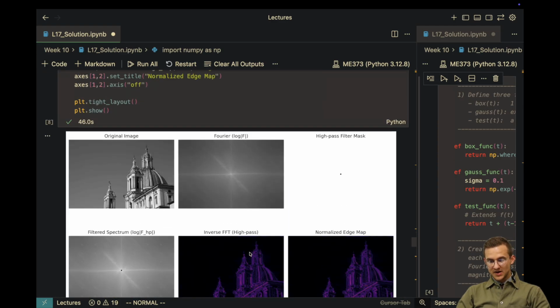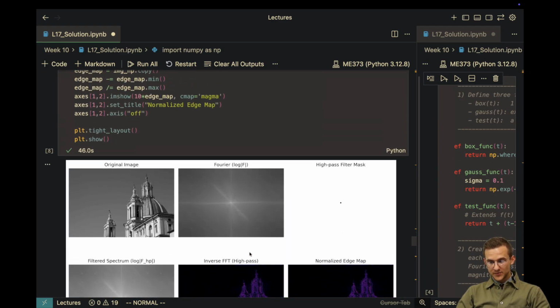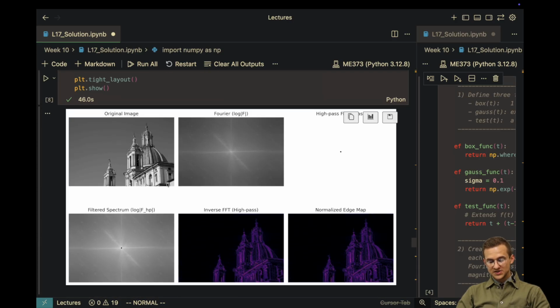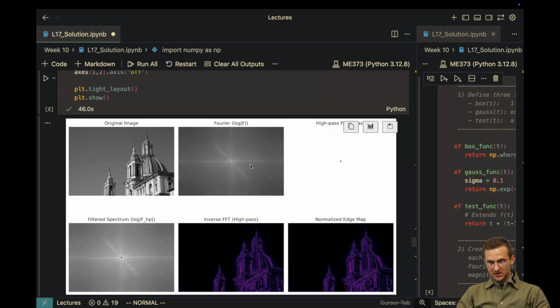Okay. Another thing that you can do with the Fourier transform is you can actually create edge maps, right? So you can do Fourier transforms over 2 dimensions, and that's what this looks like here. This is the original image that I took in the Piazza del Popolo in Rome, and I took the 2D Fourier series of that, and that looks like this image here.